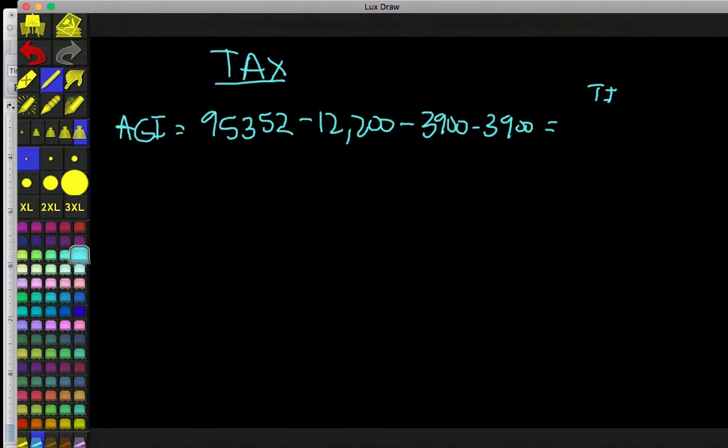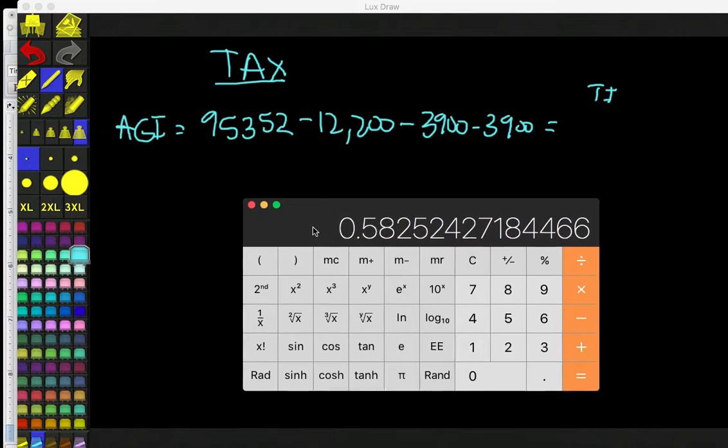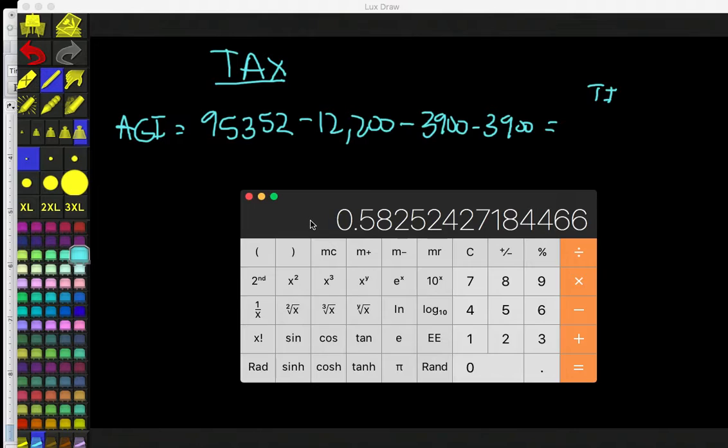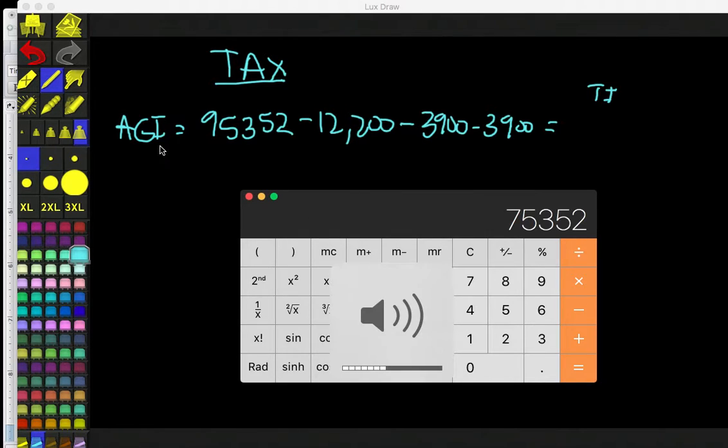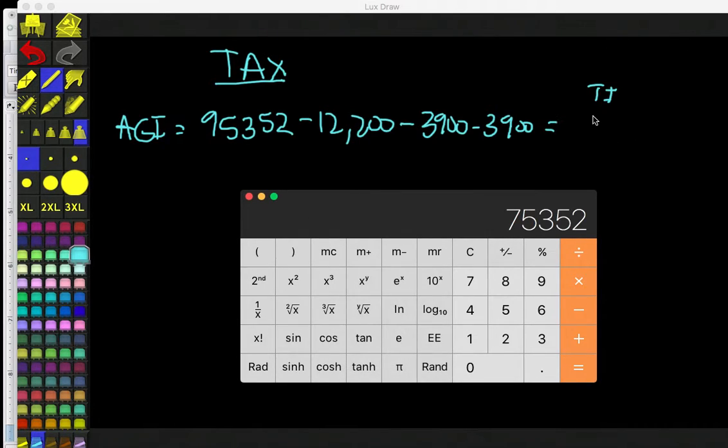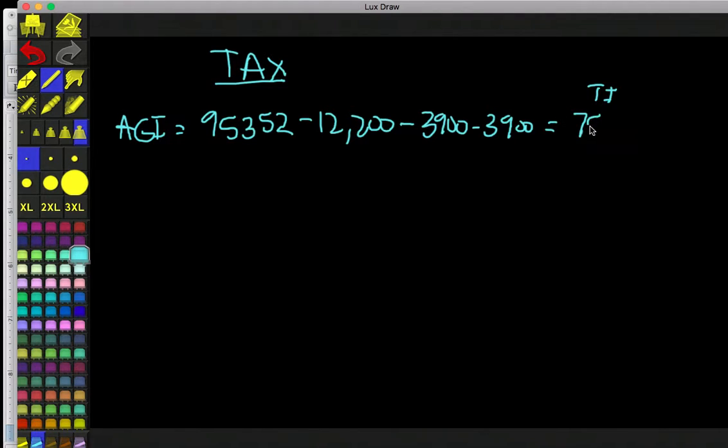I can get my calculator. There it goes. Okay, 95,352 minus 12,200 minus 3,900 minus 3,900. Okay, I come up with a total of 75,352. Okay, that's my taxable income.